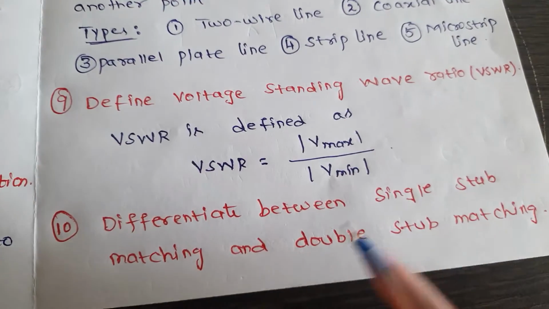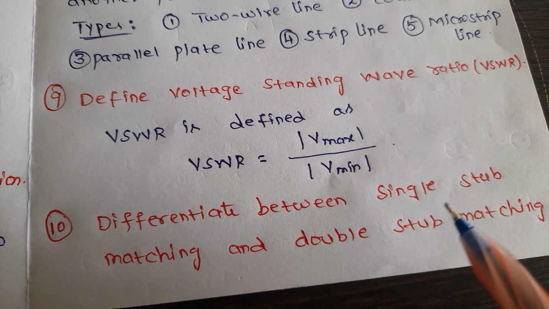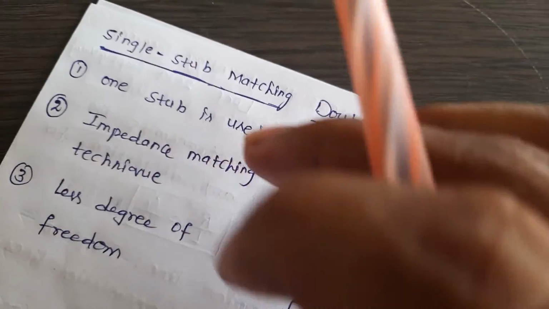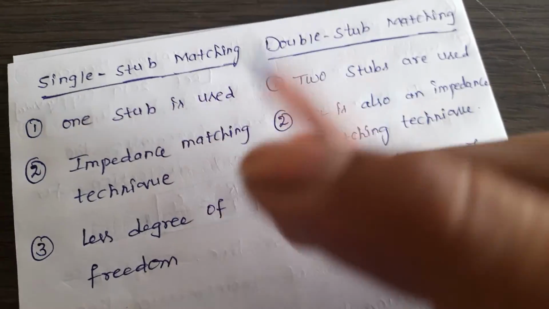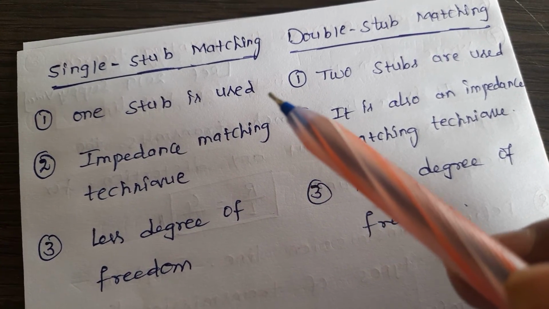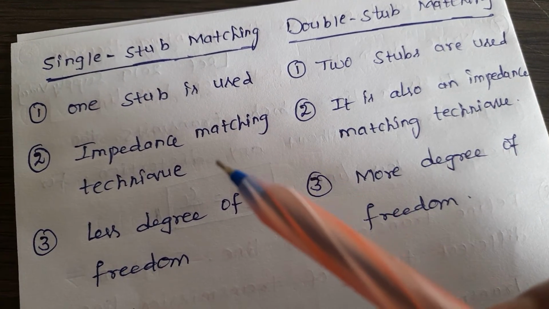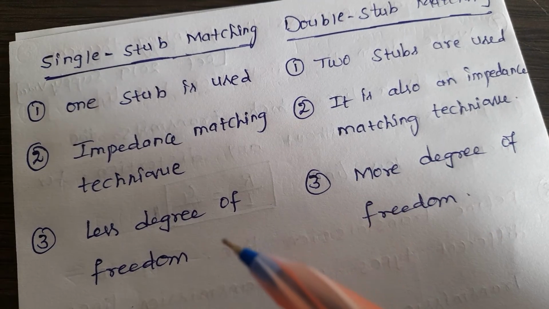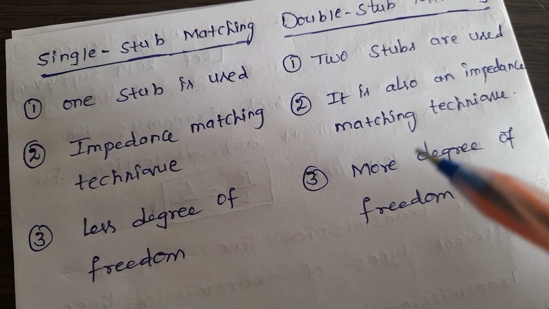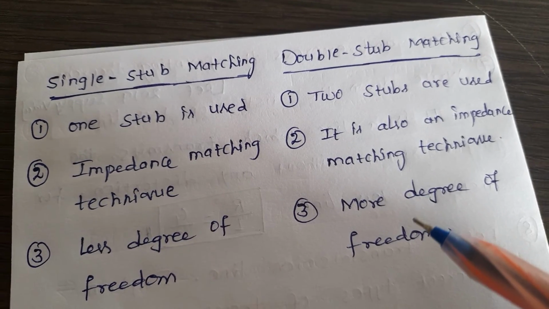Now coming back to the next question, differentiate between single stub matching and double stub matching. Don't forget, a stub is nothing but a piece of transmission line. Both are impedance matching techniques. Single stub versus double stub. Here only one stub is used for impedance matching, and here two stubs are used. Because of single stub we have a less degree of freedom, and because of two stubs we have more degree of freedom.